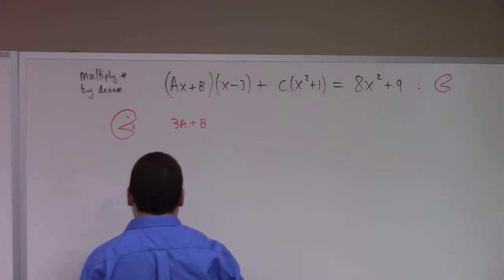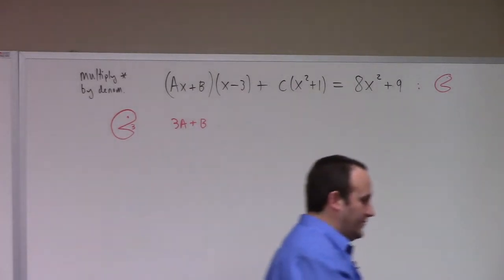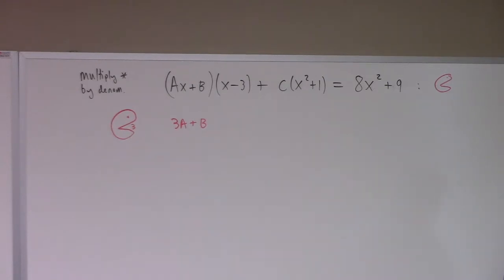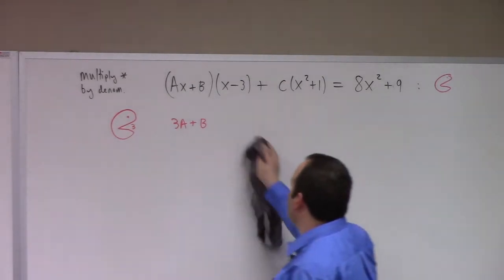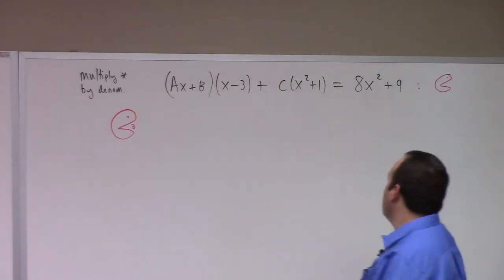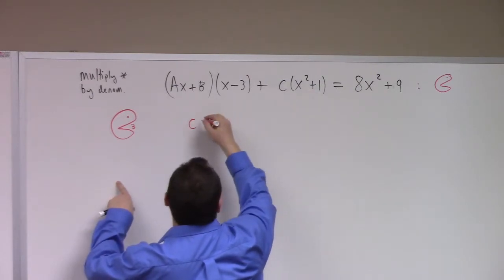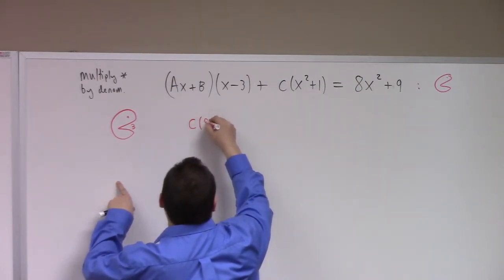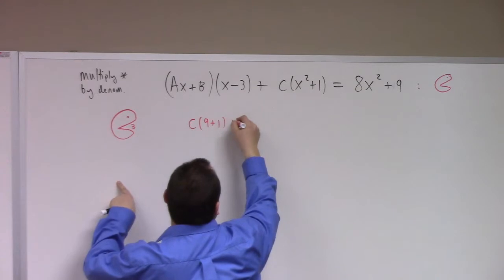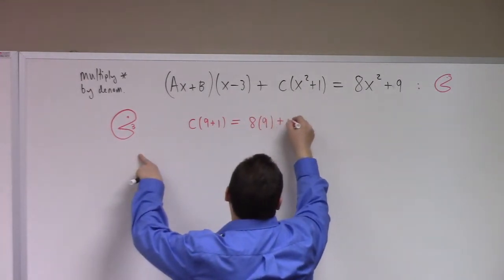Oh, duh. Why am I writing that? Why am I writing things that are obviously 0? All right. Let's see here. So how about that? That is c times what? 9 plus 1, right? Is equal to 8 times 9 plus 9.